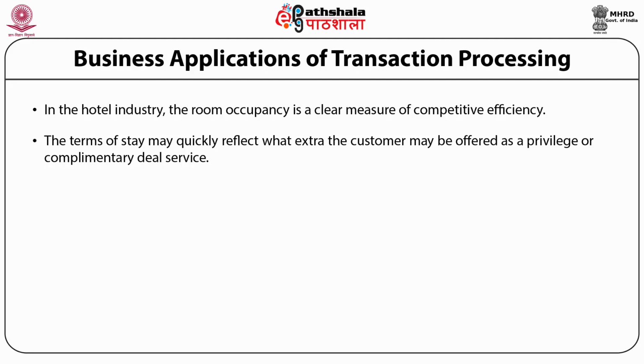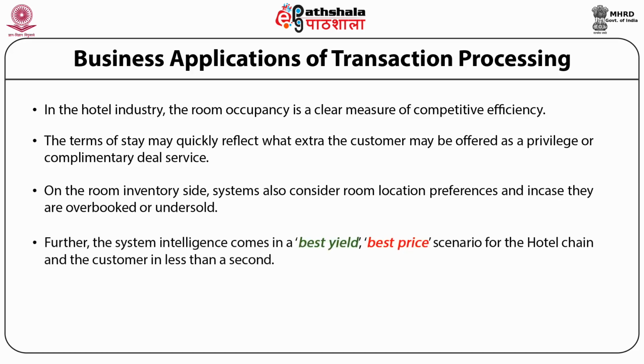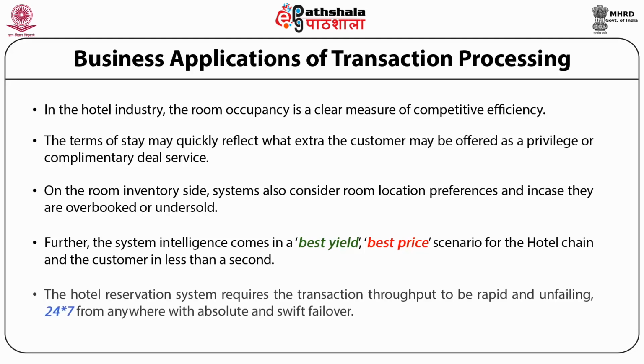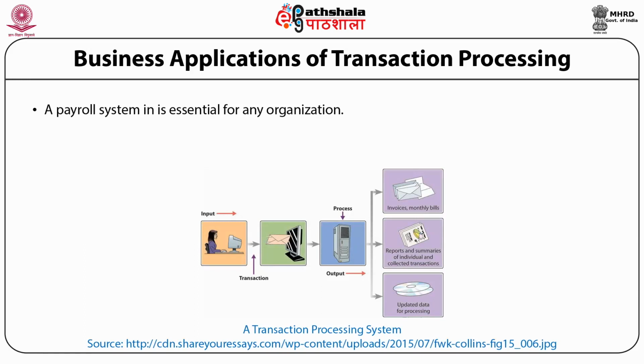service. For a platinum member, his service shall be upgraded. On the room inventory side, the system also considers room location preferences and whether rooms are overbooked or undersold. Further, the system intelligence comes up with a best yield, best price scenario for the hotel chain and the customer in less than a second. The main aim of transaction processing is to offer a newer portfolio of services that attract customers and maintain their loyalty. The room reservation system requires the transaction throughput to be rapid and unfailing 24/7 from anywhere, with absolute and swift failover. Further, a payroll system is essential for an organization.